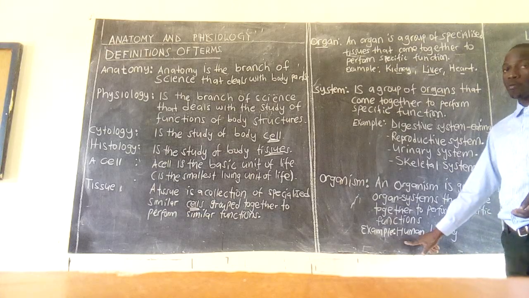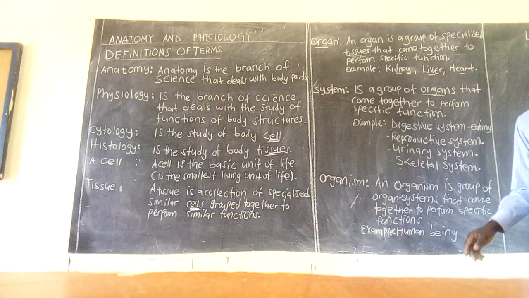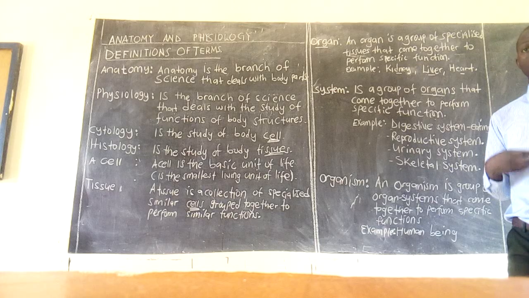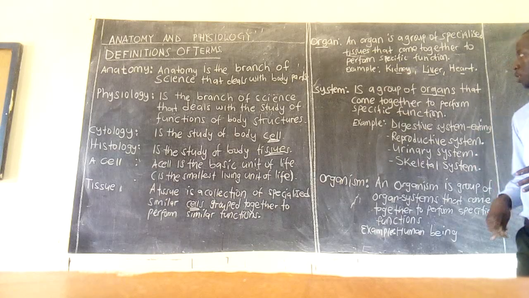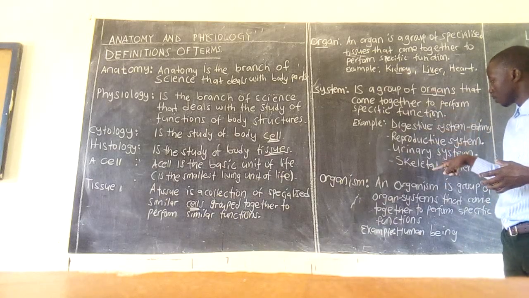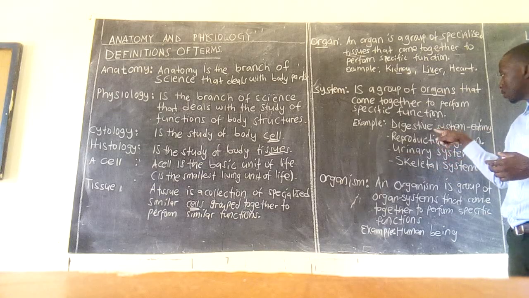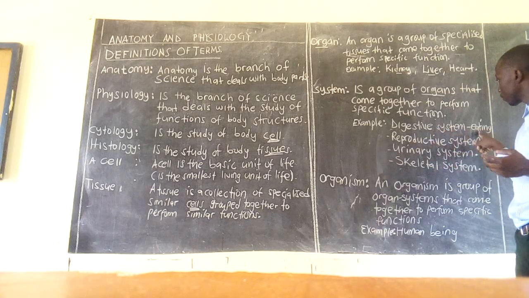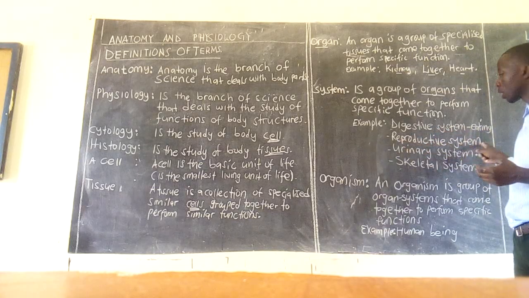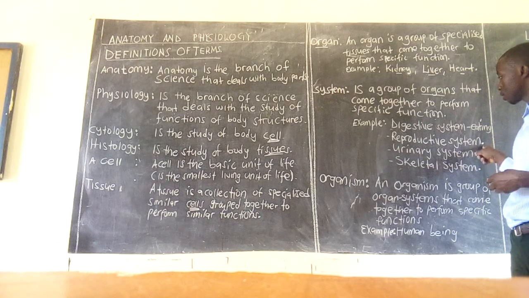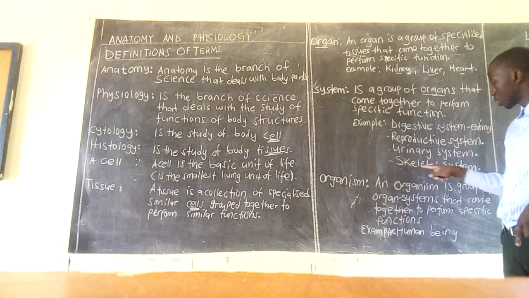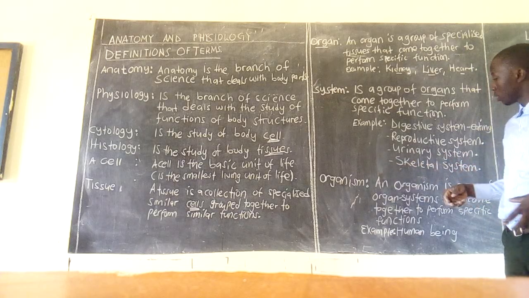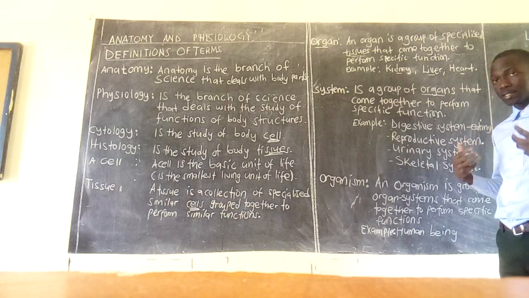For example, we have human beings. As we say human beings, if I am to be called an organism, it means I have systems. For example, I have a digestive system, I can eat. I have a reproductive system, I can reproduce new offspring. I have a renal system, I can urinate. I have a skeletal system, I have the bones, and I have the nervous system.